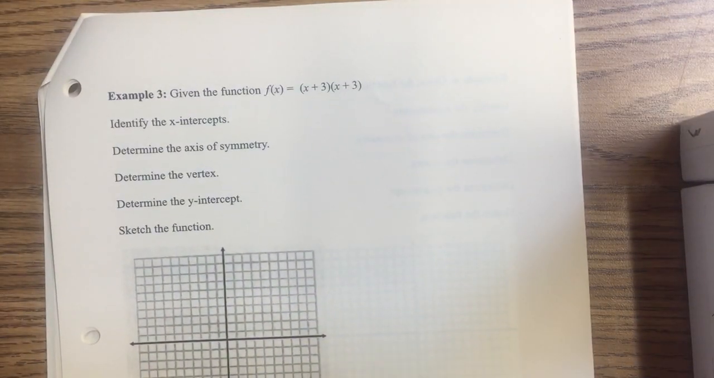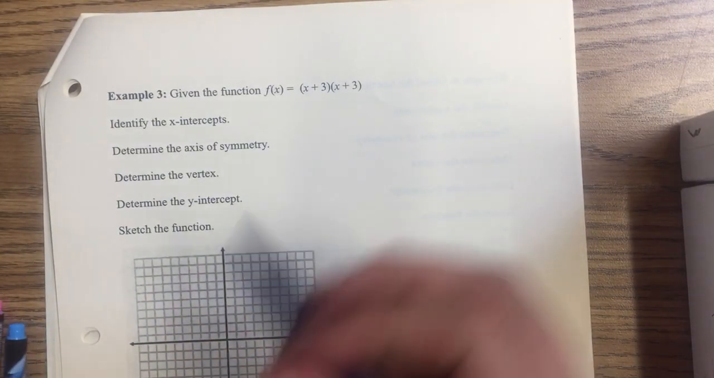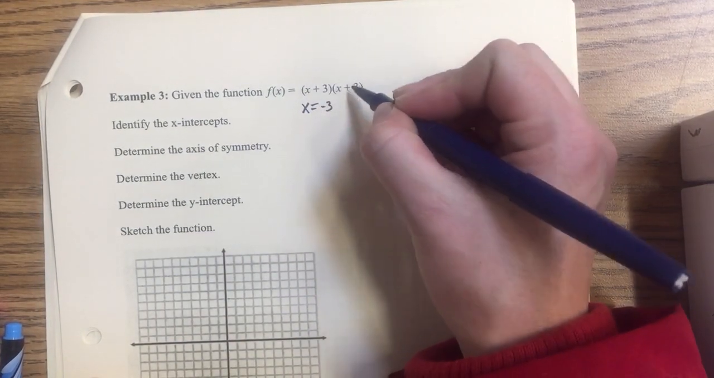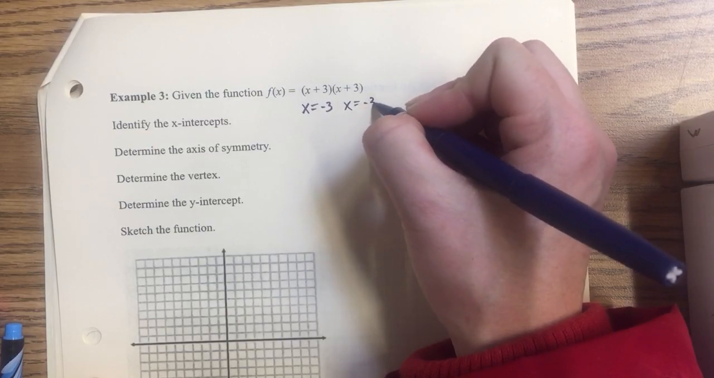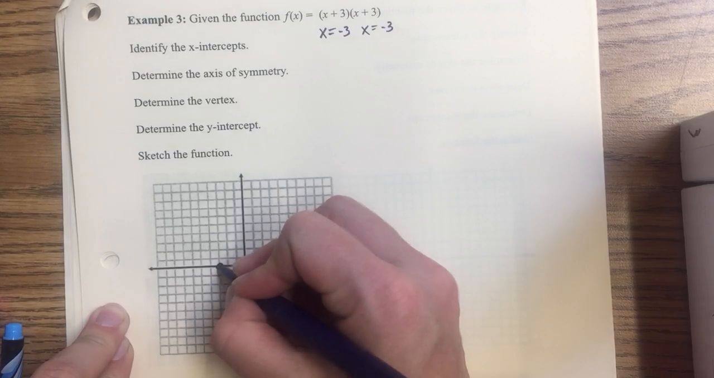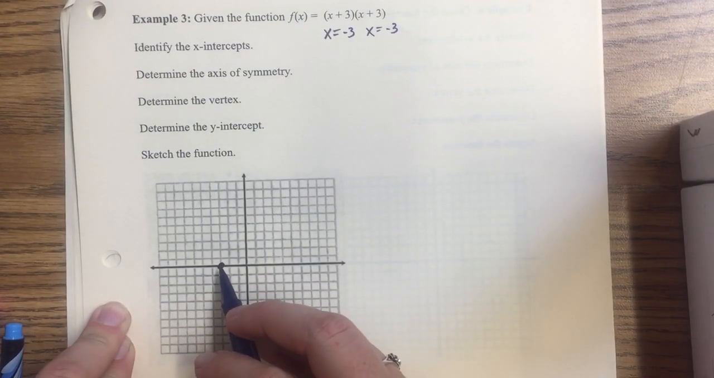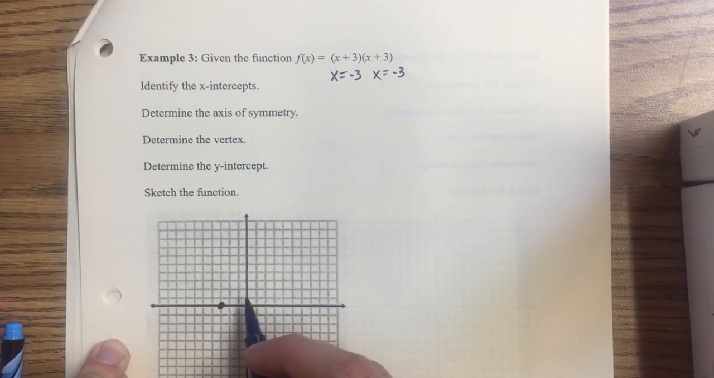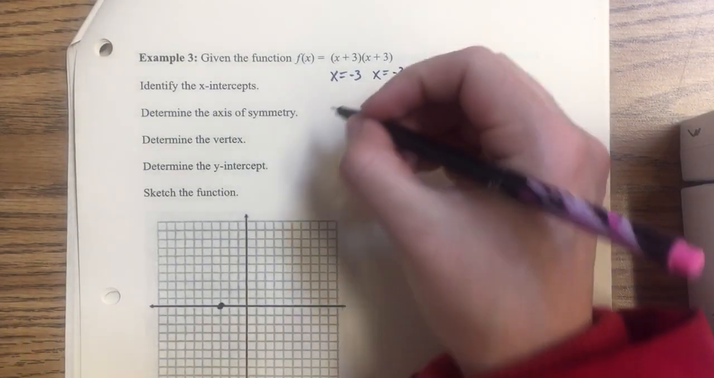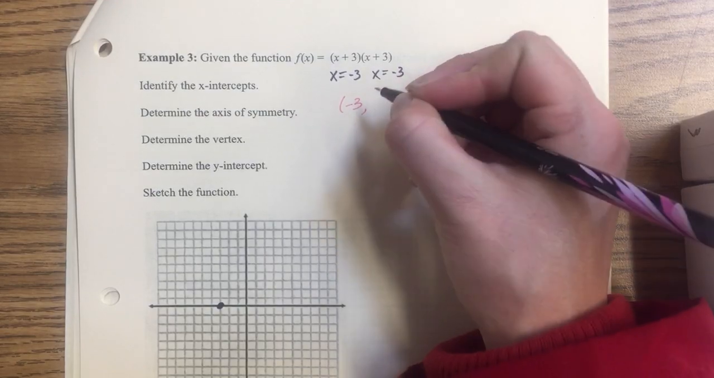Example 3. I take out my x-intercepts. This one would equal negative 3, and this one would equal negative 3. So I put a dot at negative 3. Notice there's only one dot. That means I don't have to find the middle. That is the middle. It would be negative 3, comma.